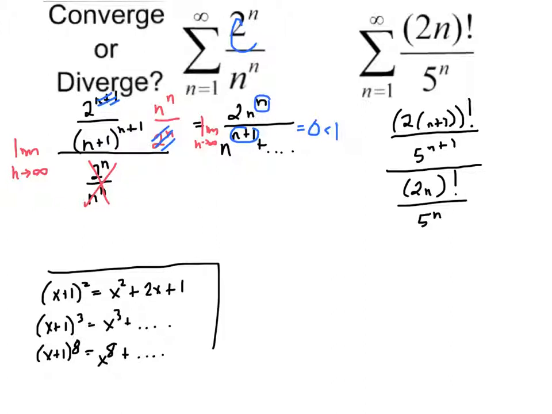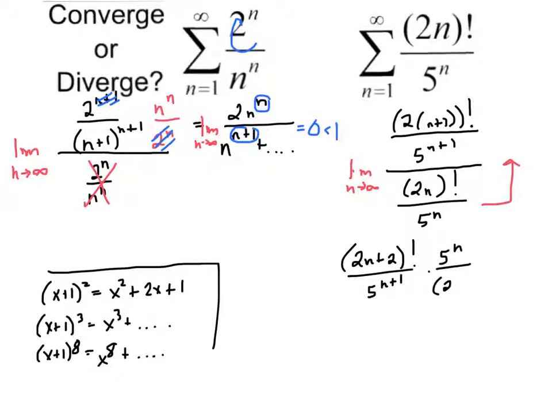So maybe I'll do a little bit of simplifying on this even before I move this up. Maybe I'll do it all at once. On this piece, this would be 2n plus 2 factorial over 5 to the n plus 1. Let me multiply by the reciprocal, like that. Take the limit as n approaches infinity. Okay. 5 to the n divided by 5 to the n plus 1, we'll end up with a 5 on the bottom.